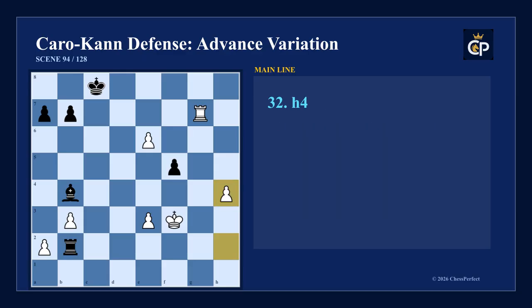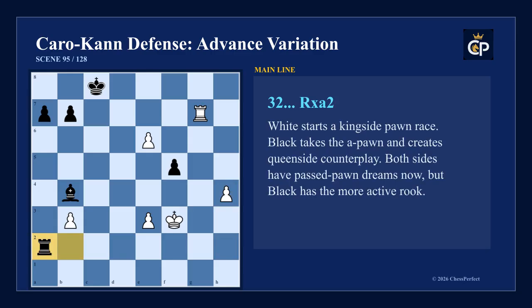h4. Rook takes a2. White starts a kingside pawn race. Black takes the a-pawn and creates queenside counterplay. Both sides have passed pawn dreams now, but Black has the more active rook.